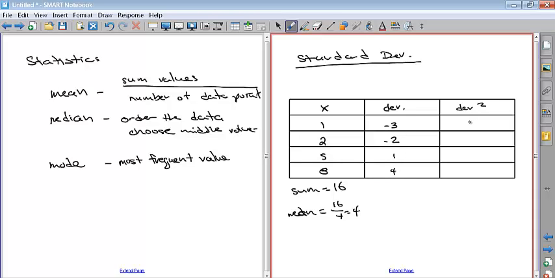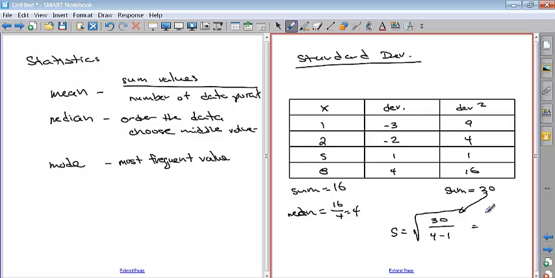Then you square the deviation, so you get 9. So you square these numbers, and they all become positive because anytime you square a number, it becomes positive. And then you add this column together, which would be 9 plus 4 is 13, plus 1 is 14. 14 plus 16 is 30. So that's the sum of the deviations squared, and your standard deviation is equal to the square root of the sum of the deviations squared, which is that number, divided by n, where n is the number of data points. So we have 4 data points, minus 1.